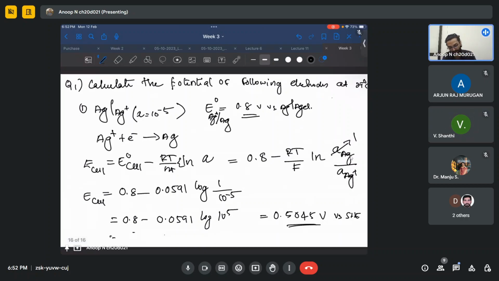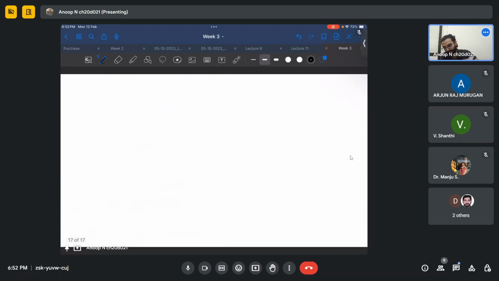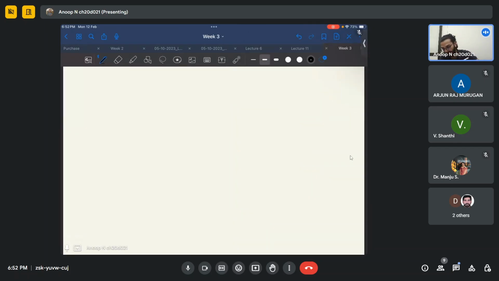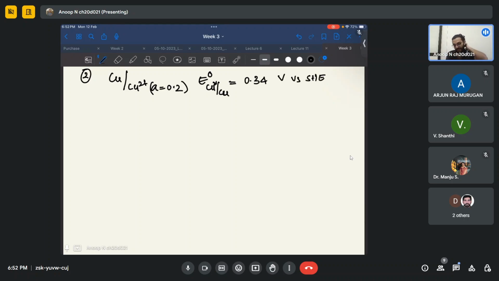Is it fine? Yeah. So we'll move on to the next question. The second question is Cu bar Cu2 plus, where activity of Cu2 plus is equal to 0.24. So E0, you all know that value: E0 of Cu2 plus bar Cu is equal to 0.34 volt versus SHE. So can you try to solve this?